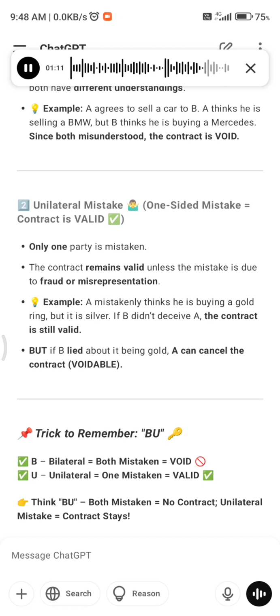Trick to remember. B: bilateral, both mistaken, void. U: unilateral, one mistaken, valid. Both mistaken, no contract. Unilateral mistake, contract stays.